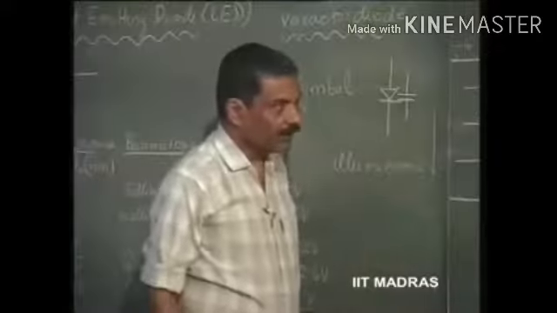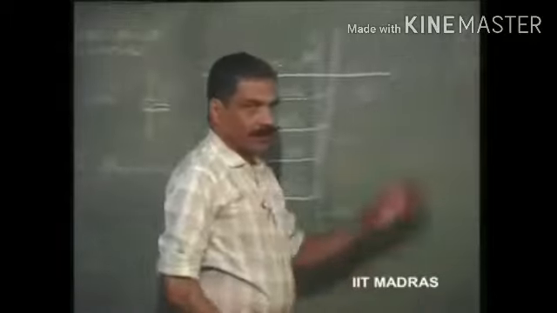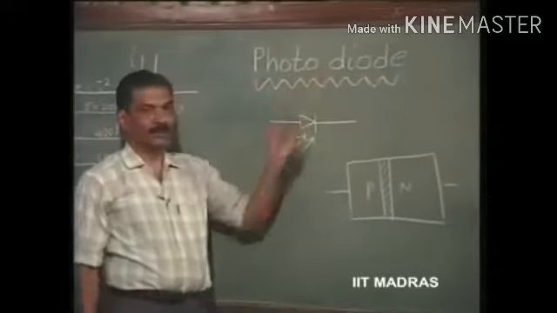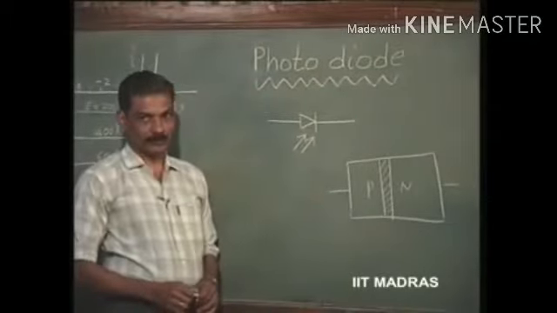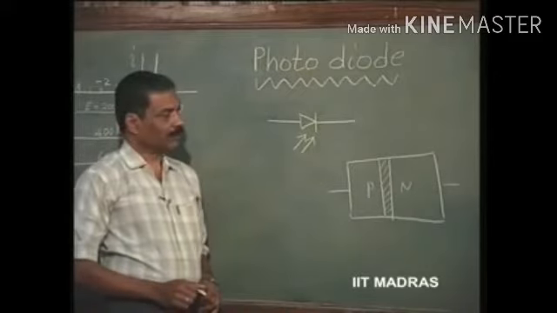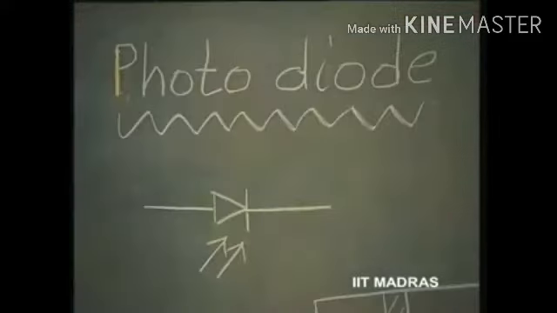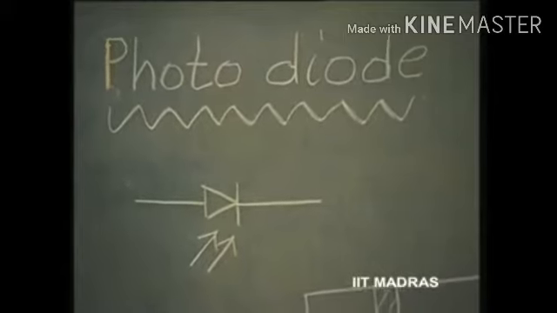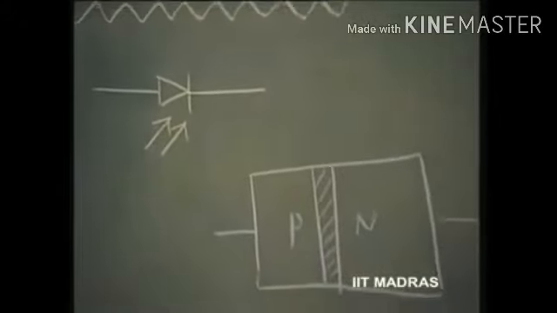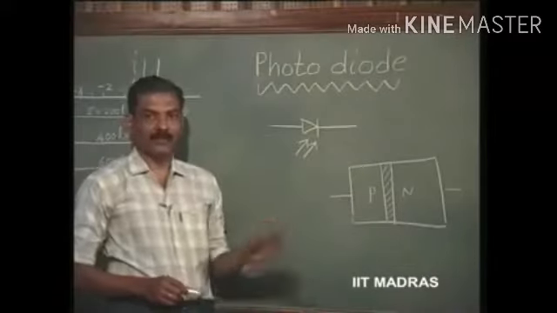Now, let us consider another important diode which is called the photodiode. What is it? Again we can go back to our PN junction. The PN junction has a certain amount of leakage current in it.